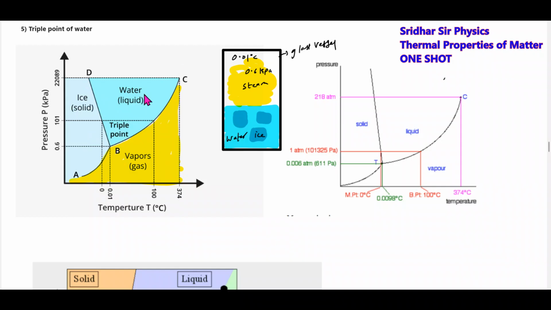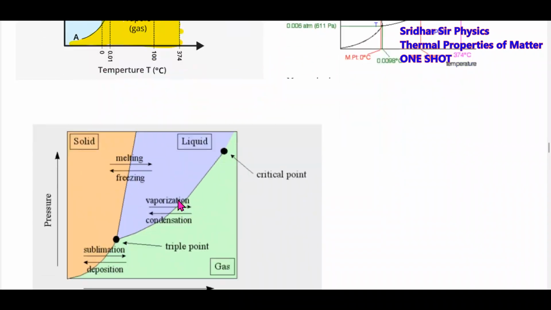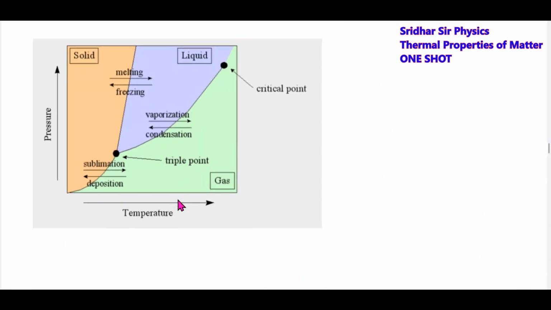Then what is the condition? We know that to melt an ice, what is the basic idea? We should supply the heat. For that we should supply heat. Or how do we convert the water to ice? By freezing.